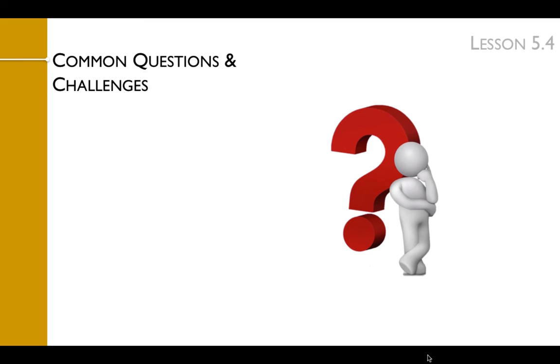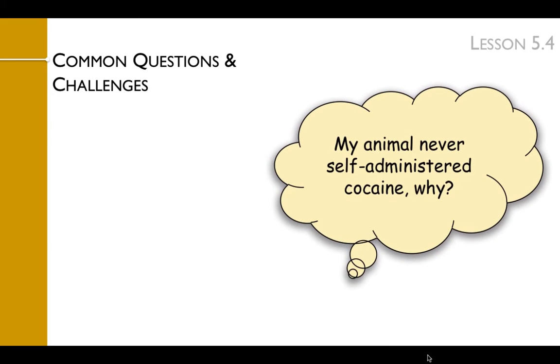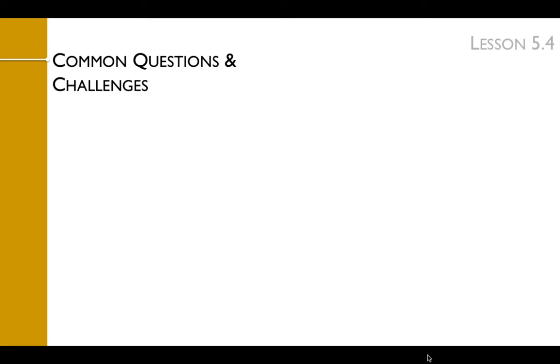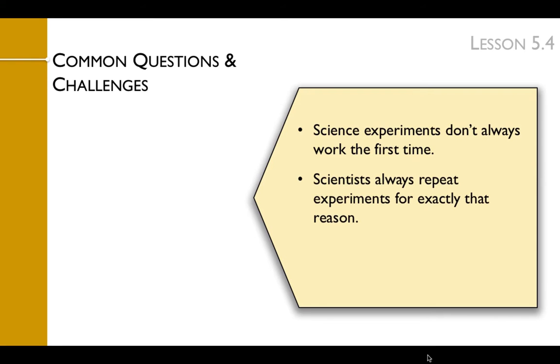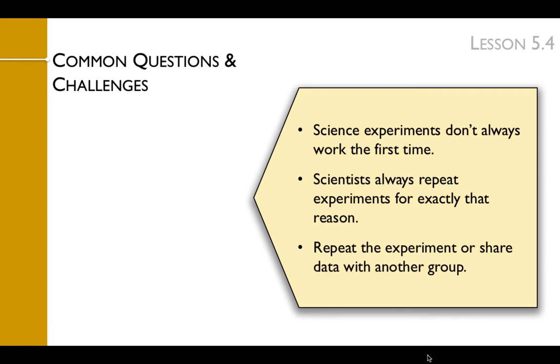One of the most common questions teachers get is, "My animal never self-administered cocaine. Why?" You can use this as a jumping point for a discussion about how science doesn't always work the first time through, but scientists are always repeating experiments for exactly that reason. And that depending on time, the students can either repeat the experiment or share data with another group. It's actually a really good idea to have all the students' groups share out their data, as that's part of the scientific process.